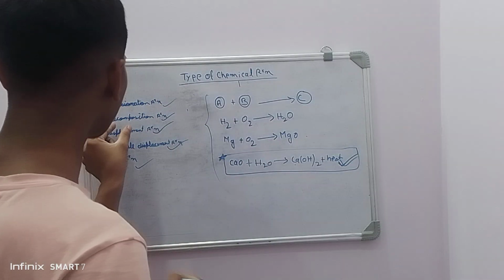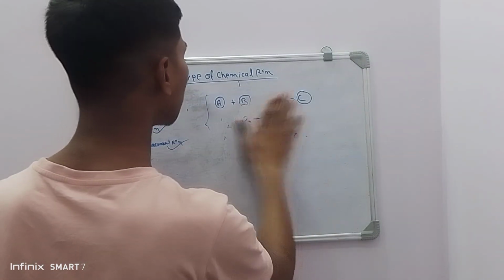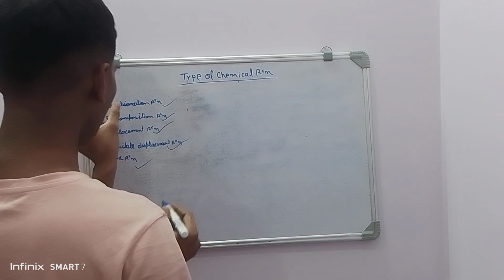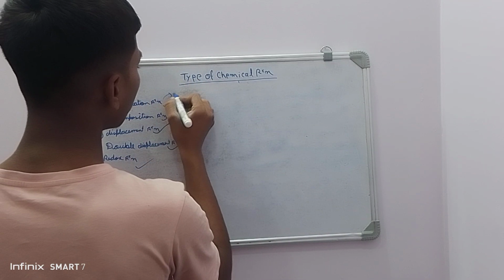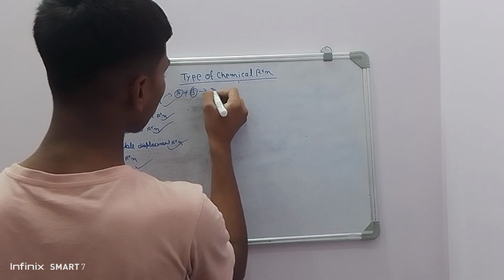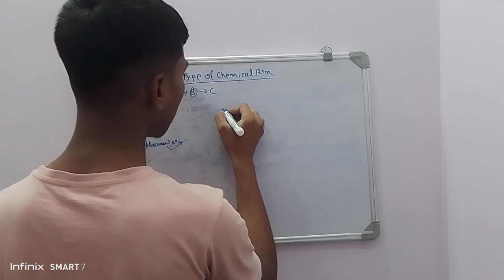And next to it, I am going to talk about the decomposition reaction. A decomposition reaction is just the opposite of a combination reaction. In a combination reaction, if a reactant A is combined with B, then you get the product C. But in the decomposition reaction, it is entirely different.